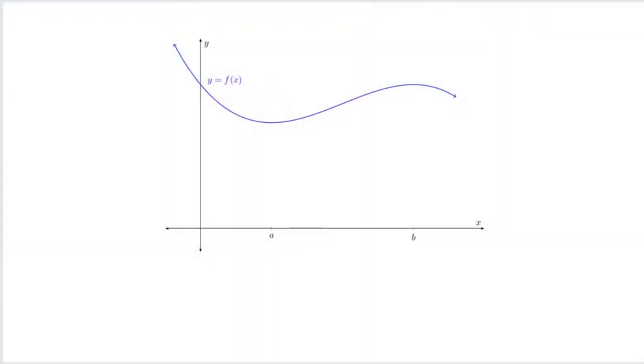Hey, in our last video, we looked at approximating the area under a curve. It's time to do better and come up with an expression that gives us the exact area under a curve. So we start with a curve, y equals f of x, and 2 points a and b on the x-axis.